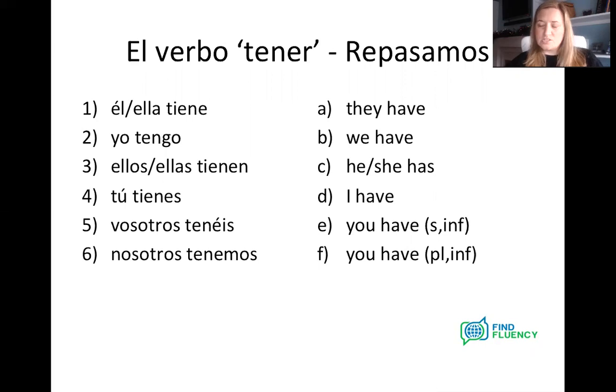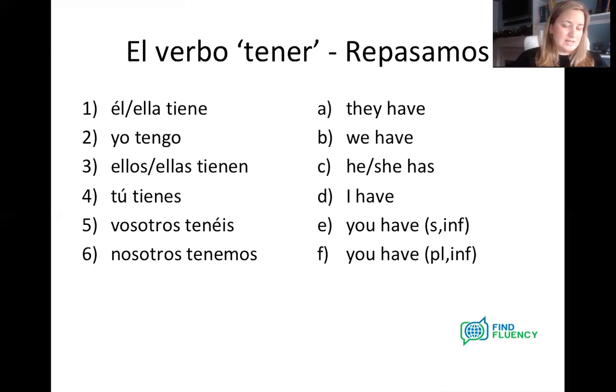Okay, so answers here. Number 1, él and ella tiene matches up with C, he and she has. Number 2, yo tengo matches up with D, I have. Number 3, ellos and ellas tienen matches up with A, they have. Number 4, tú tienes matches up with E, you have. S is for singular and inf is for informal.